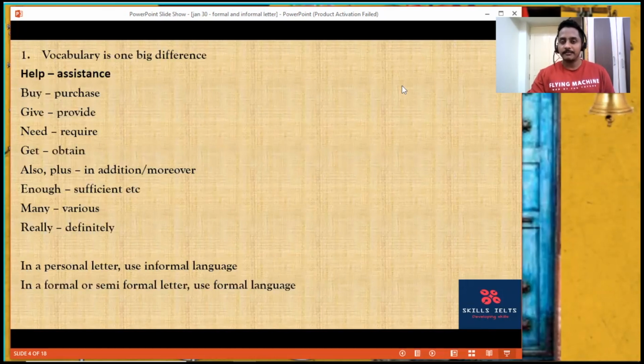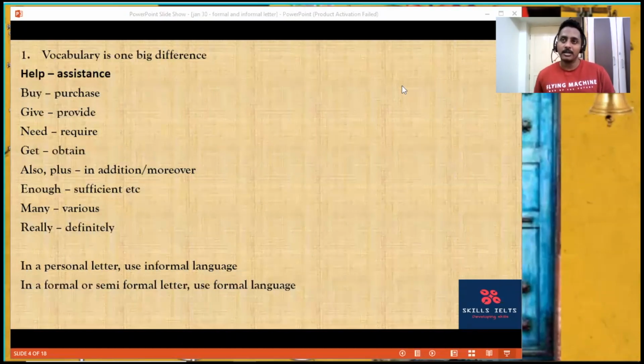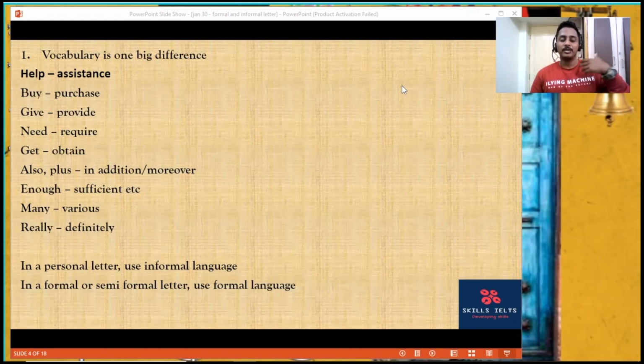Vocabulary is one main difference. The tone is not just vocabulary. It's also the formation of sentences. We will come there very soon. But before that, informal is between you and your friends. When you're using informal, you can use the word help. I need your help. When you're talking to your manager, you can say help, but a better word is assistance. I would require some assistance from you. I want to buy this. Please make a purchase. Give me that. Could you please provide me this detail? I need it. I think you would require this. Can you get it? You need to obtain this information from others. Hope you are getting it.